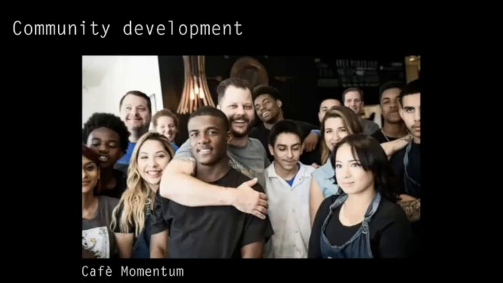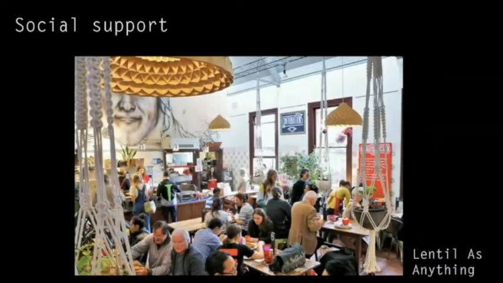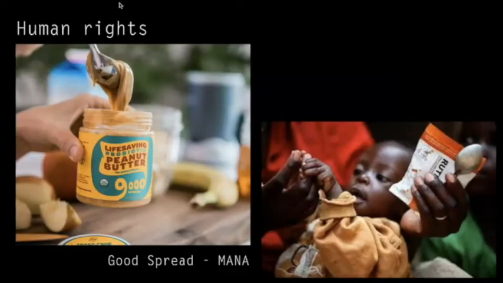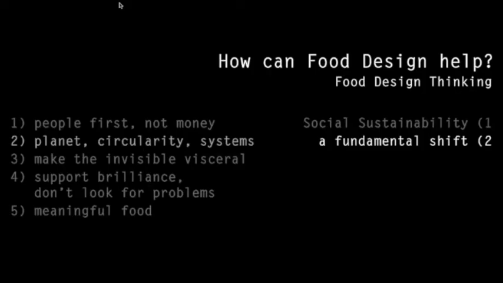For example, we can see Cafe Momentum, where all the employees are disadvantaged youth. We have the example of Lentil as Anything, a restaurant in Sydney where you only pay based on what you can pay. And if you can't pay to eat, you still have the opportunity of a delicious meal. And then we have the example of Good Spread. This is a peanut butter brand that for every jar of peanut butter sold gives 1 Mana, or nutritionally fortified package of peanut butter, to malnourished children. So we see how food design thinking is helping with this fundamental shift.